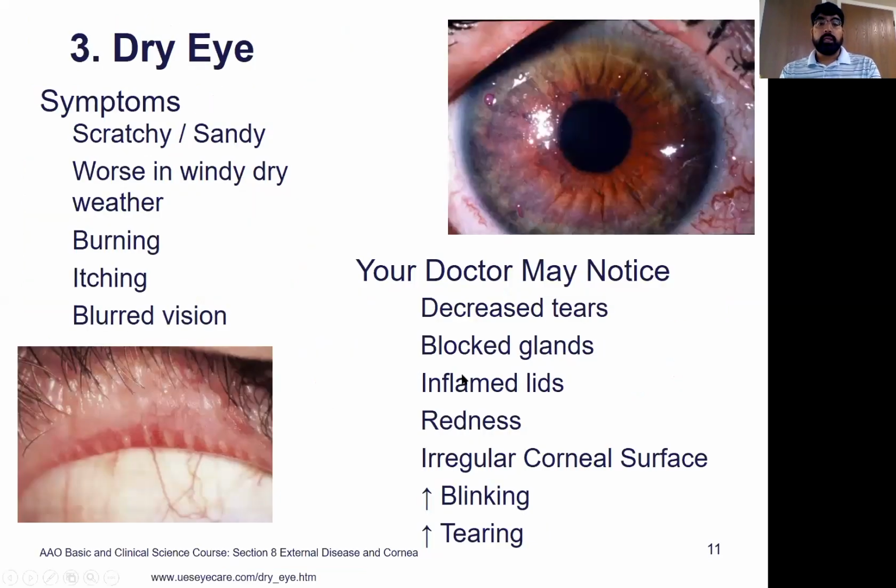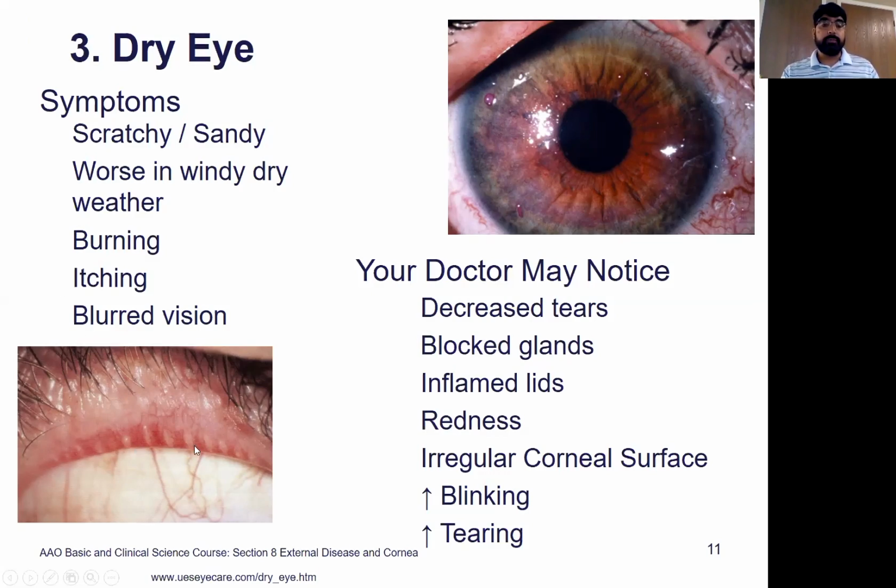So something else that can cause general blur is dry eye. You can see here how the reflection of light in the top right picture is not very clear. There's a little graininess, and so that's showing you a dry tear film or lack of tear film there. And you can get scratchiness, sandiness in the eyes, usually worse in windy and dry weather. You get burning, itching, and sometimes you get glandular dysfunction.